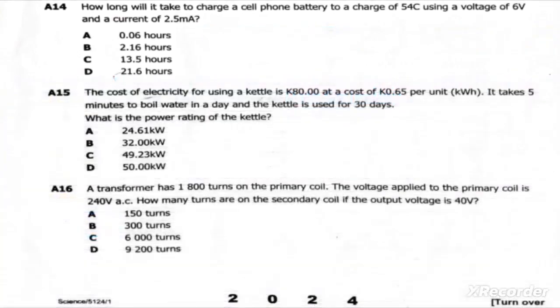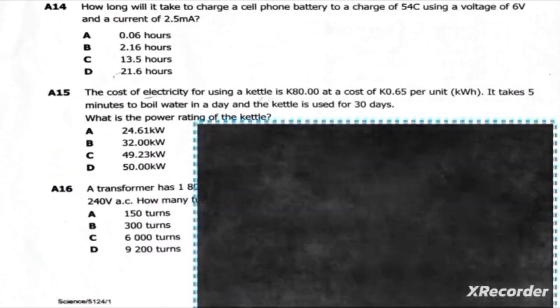Question A15. The cost of electricity for using a kettle is 8.00 kwacha at a cost of 0.65 per unit kilowatt hour. It takes 5 minutes to boil water in a day, and the kettle is used for 30 days. What is the power rating of the kettle?